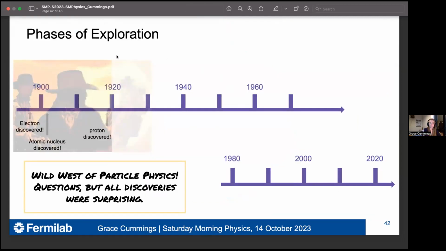And we have had several phases of exploration when it comes to standard model physics over the years. I like to consider the early 1900s the Wild West of particle physics. We had questions, but basically all discoveries were surprising. We had the electron, the atomic nucleus, and the proton discovered. Here, experiment was really outpacing theory. Things were coming out and we didn't know what they were, and that was really exciting. This was really when the quantum nature of the universe was being understood.